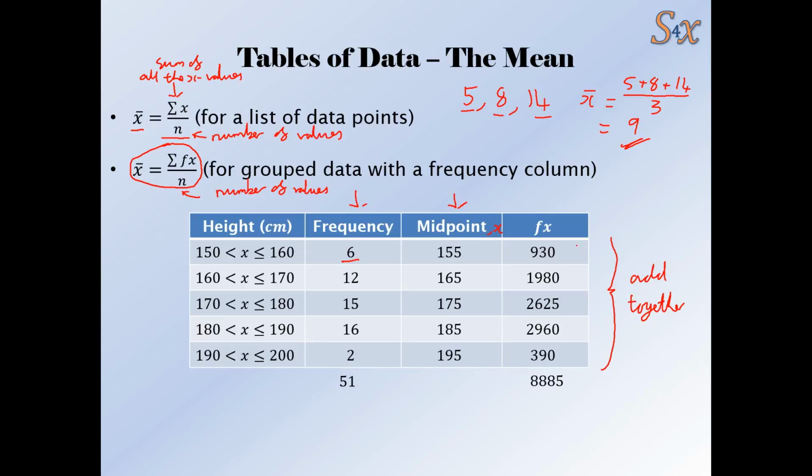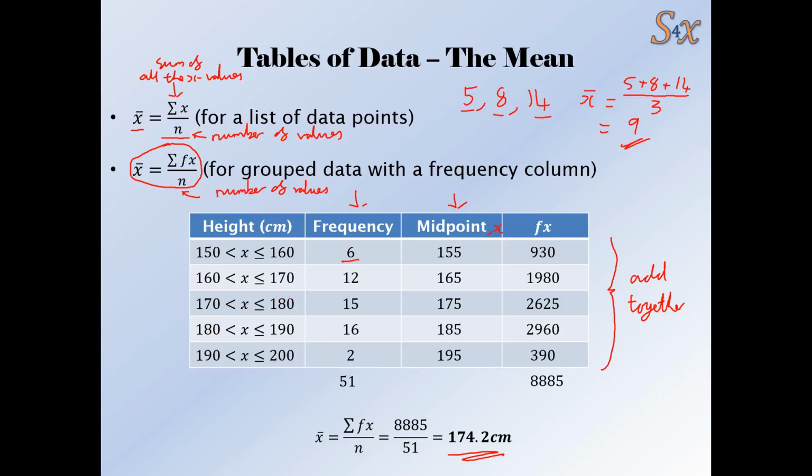So I've done 930 plus 1980 and so on and so on. I've got 8885. And now we just apply the formula. It says do the sum of fx, which is 8885, divided by n, which is that 51 figure. And there you go, there's the mean height, 174.2 centimeters. We can always check that sounds about right by looking at the data.